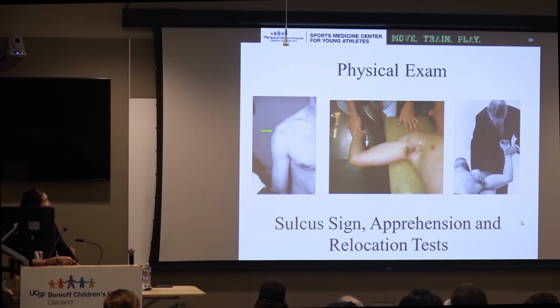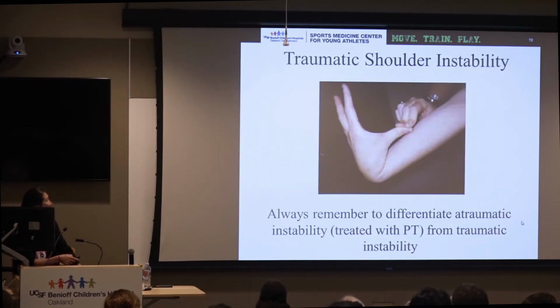Apprehension is where you have them lying down. You do this test. They say, oh crap, my shoulder's going to come out. Relocation test is if you put your hand there and they say, oh, it feels a lot better. So as you're doing this test, this hand actually should be sitting right here so that you don't accidentally pop them out of place. That would be not tragic. It's happened to me once. They don't like it. Okay?